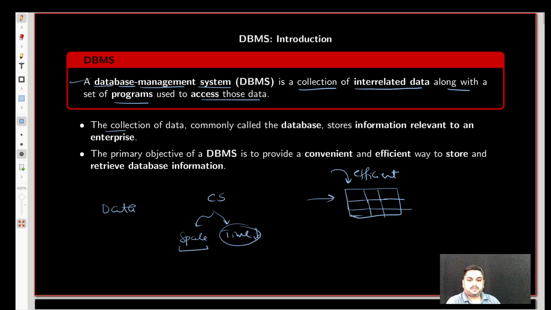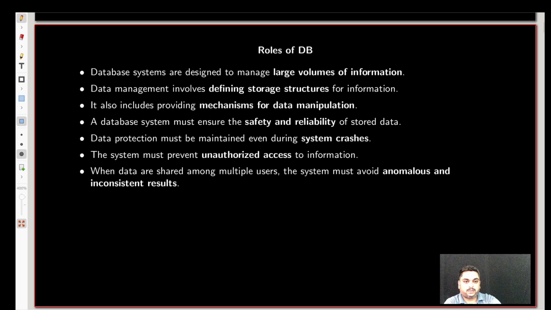So what is a database? The collection of data is commonly called a database. It stores information relevant to an enterprise or a business application. For your application, you store the data in a database. That is a collection of interrelated data, and then we need a set of application programs to access this data. That set of programs is provided by the database management system. The primary objective of DBMS is to provide a convenient and efficient way to store and retrieve database information. That is efficient space utilization and reduced time. That is the goal of DBMS.